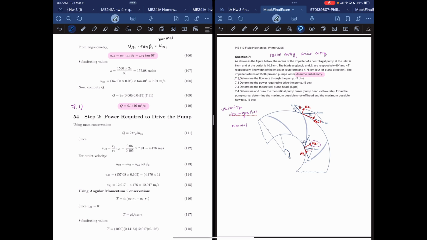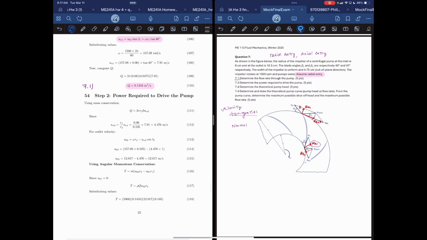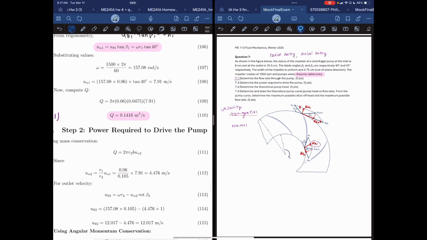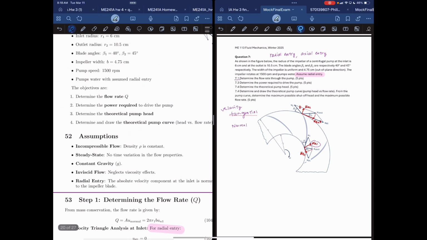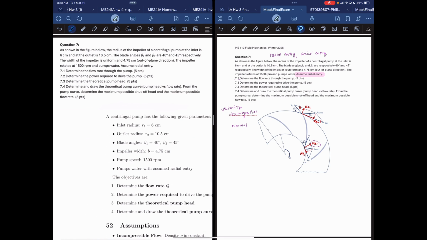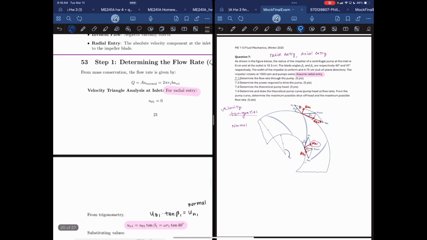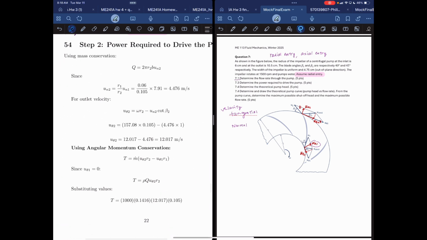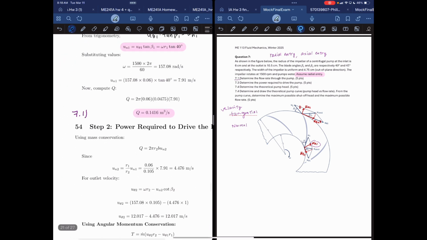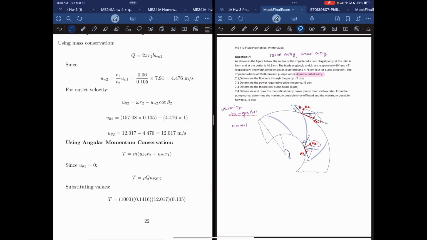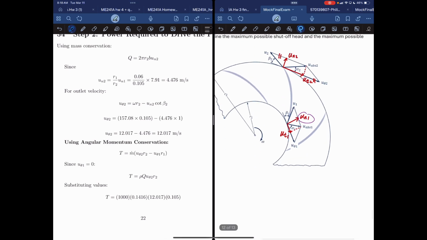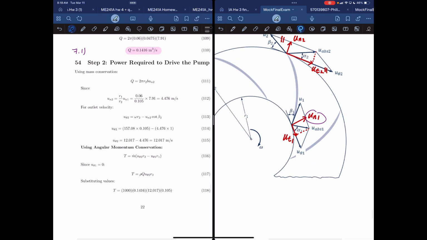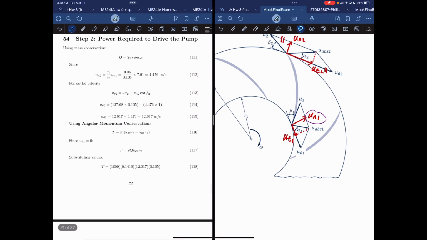Okay. So once you use the normal UN1 for the first part, 7.1, 7.2 is asking for the power required to drive the pump. We use the normal that we calculated, but now we're using theta 2 because that's the main angle that gives us the power required to drive the pump.